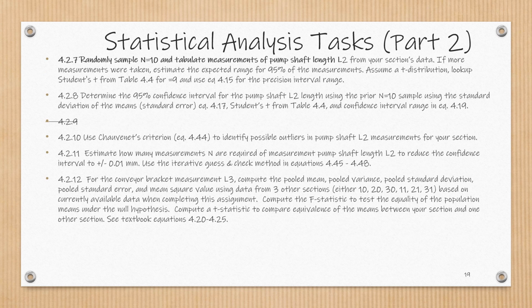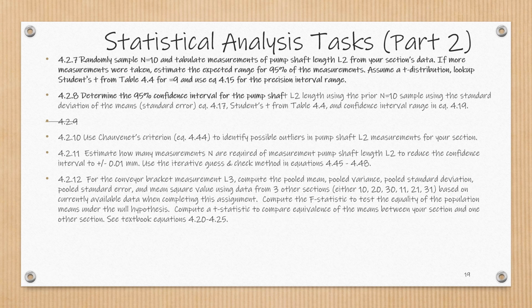Next, we'll randomly sample 10 measurements from pump shaft length L2 from one section's data. If more measurements were taken, we'll estimate the expected range for 95% of the measurements. We'll assume a t-distribution, look up the student's t for table 4.4, and we'll define the precision interval range. Then we'll determine the 95% confidence interval for the pump shaft length L2 using that sample with the standard deviation of the means, or the standard error.